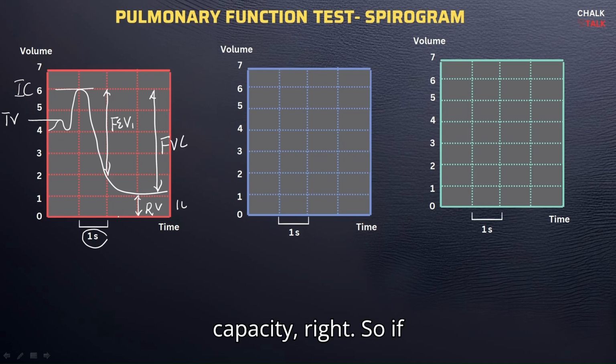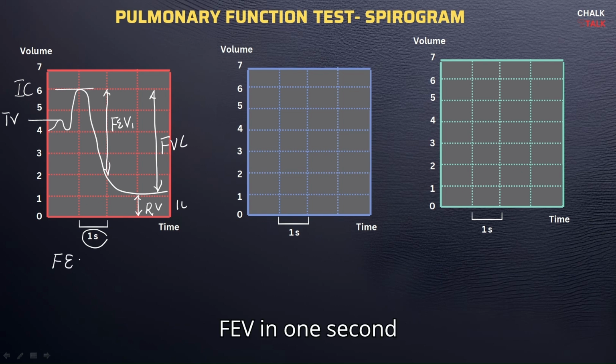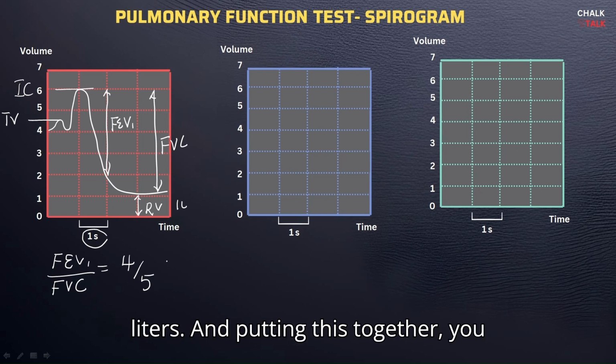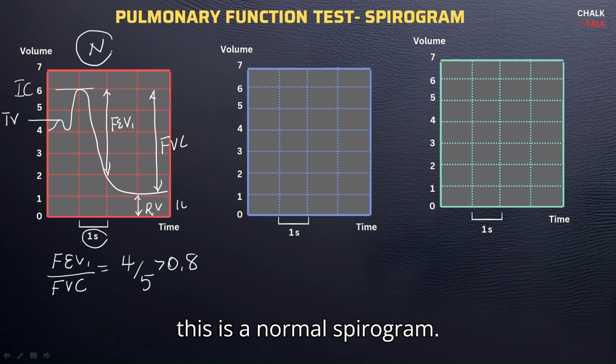All right, so if we try to come up with the ratio, then we're going to have FEV in 1 second over FVC. So FEV1 is about 4 liters over FVC, which is about 5 liters. And putting this together, you have about 0.8, which is more than 0.7. So this is a normal spirogram.